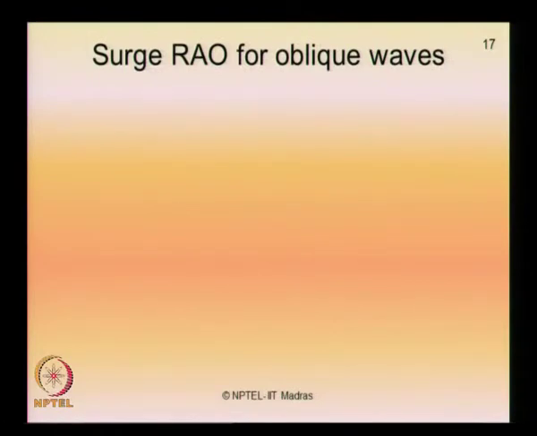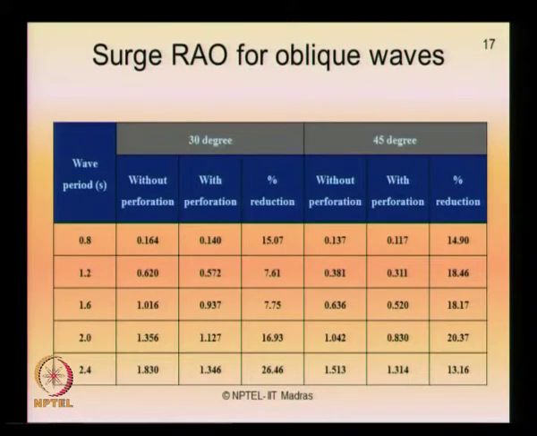If you look at the surge responses in oblique waves for 30 and 45 degrees, the percentage reduction which you see in the 4th and the 7th columns in this table is significant, varying from, let us say, the lowest of around 7% to the highest reduction of around 27%, which is significant for a model of 1:150 scale which has been discussed in this presentation.